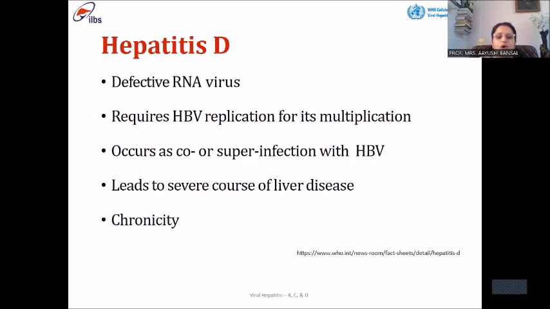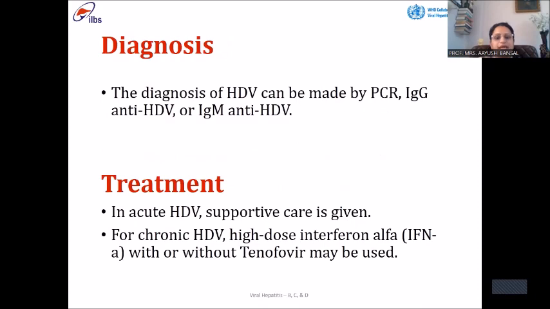It occurs as co or super infection with HBV. It occurs as co-infection, meaning hepatitis B and hepatitis D can occur together, and super infection, meaning the patient first gets hepatitis B and some days later is diagnosed with hepatitis D, so we call this super infection. It leads to a severe course of liver disease in the patient and it can lead to chronicity in patients. The diagnosis will be made by PCR, polymerase chain reaction test, IgG anti-HDV or IgM anti-HDV.